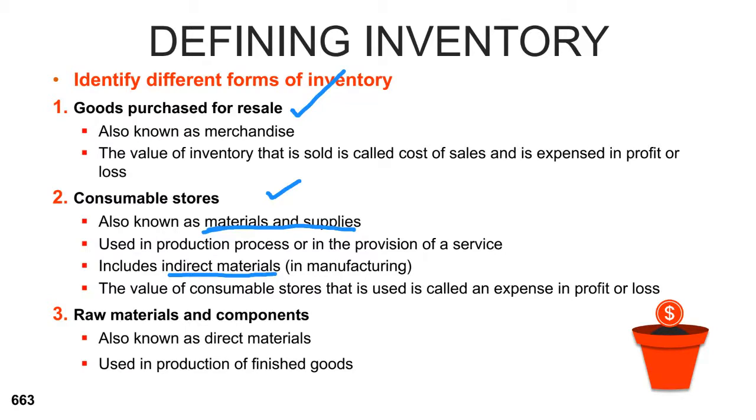So with consumable stores, because we can't include it in the inventory balance, it has to be shown as a separate balance. This means that we can't include it in the cost of sales. Instead, it needs to be an expense item on the income statement.